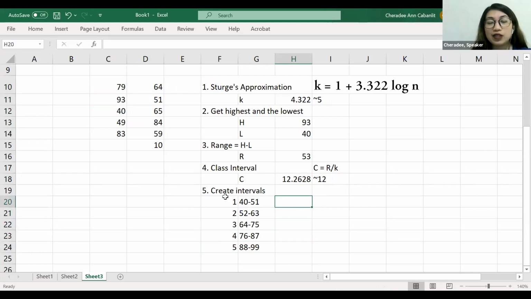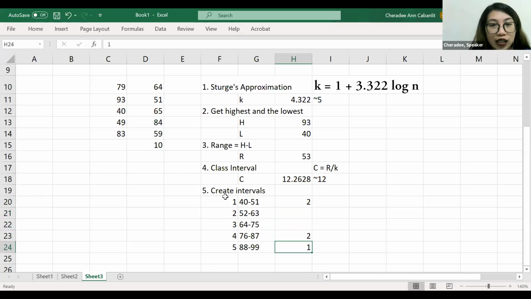Then the next step is, of course, to add your frequencies. So 79: where do we put it? Here, so 1. Next, 93, here. 40, here. 49: where is 49? Here, so that's 2. Then 83.